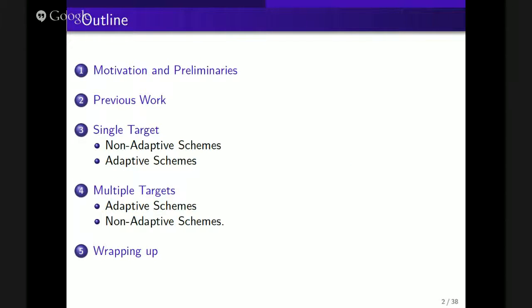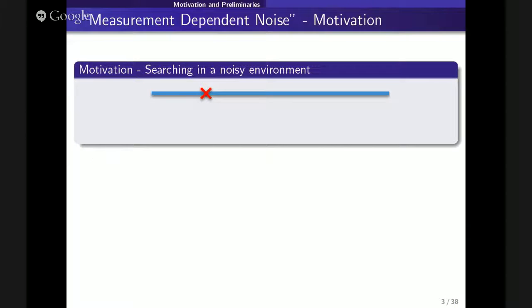I start with the standard outline of motivation. I'll have the motivation for this problem and sample some previous work. Then we'll start by searching for one target. We have two kinds of scheme: one will be adaptive and the other non-adaptive. Then in the last 10 minutes, more or less, we'll let the single target spawn into multiple targets, and again we have the same problem of locating all of them. And then we'll wrap up. Okay, so let's start with the motivation.